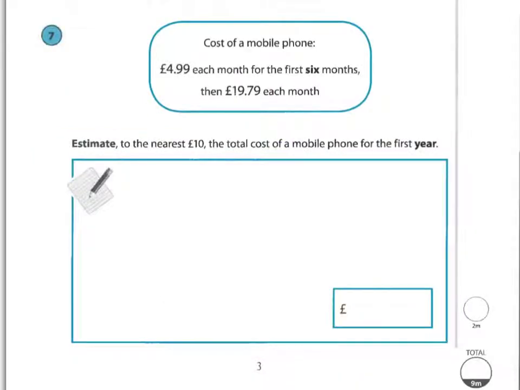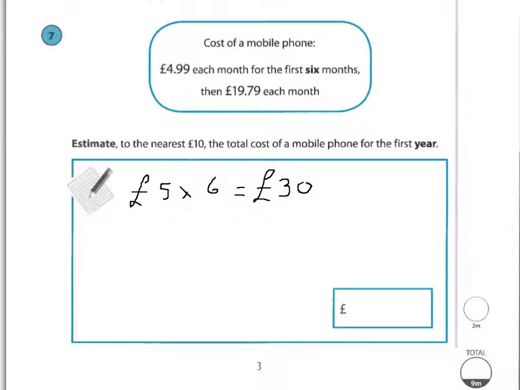Question 7. The cost of a mobile phone is £4.99 each month for the first 6 months, then £19.79 each month after that. The question is, estimate to the nearest £10 the cost of a mobile phone for the first year. Now, when we estimate, what we must do is pick nice round numbers rather than the decimal numbers that are in the question. So, instead of £4.99 for the first 6 months, I'm going to use £5 for the first 6 months, which means that will be £30 for the first 6 months of this deal.